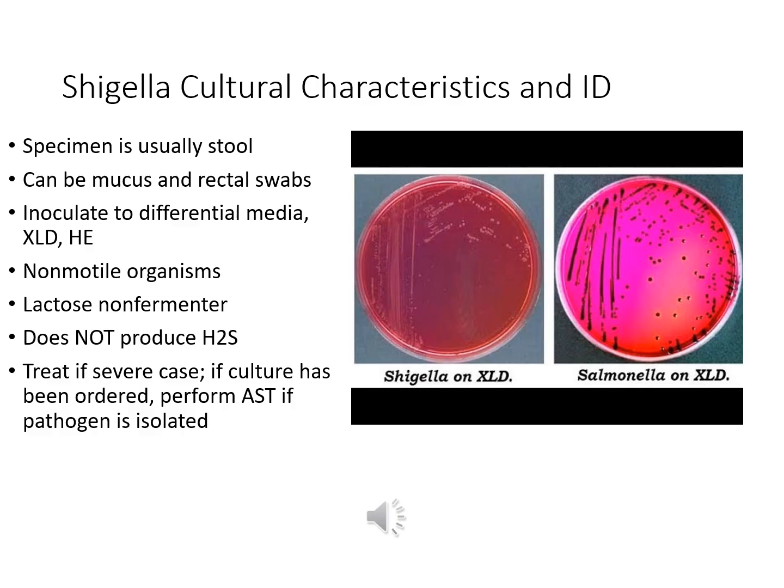Shigella and Salmonella are both typically recovered with a stool culture. We can sometimes get that mucus from the stool, and it could be from a rectal swab as well. Again, we're going to inoculate those on differential and selective agars, so the HE and XLD plates. Shigella is non-motile. It is a lactose non-fermenter, and it does not produce H2S. So remember, H2S production should lead you to Salmonella, not Shigella.